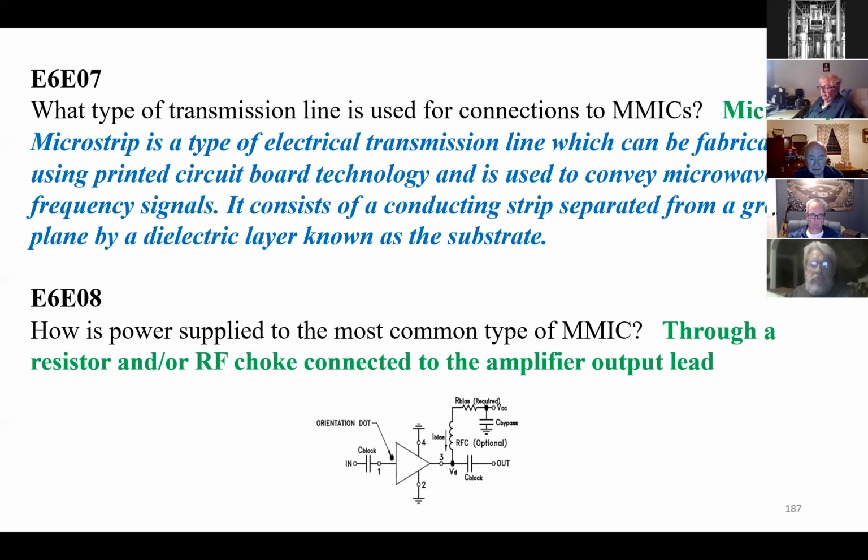And basically from what I've gathered, microstrip is just the printed circuit on the board that's used, rather than trying to use coax or other interconnecting wiring. Okay, number 8. How is power supplied to the most common type of MMIC? It's going to be A, through a resistor and or RF choke connected to the amplifier output lead.